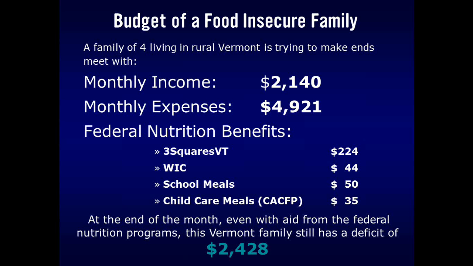And yes, this family was eligible. They took advantage of 3 Squares. They got WIC. They got school meals, and they were really lucky that the child care they used part-time did provide meals, and that still left the family in deficit almost $2,500 a month. So, you know, a car repair or an illness and work loss can really send this family into trouble.